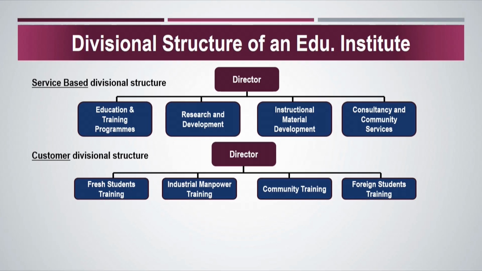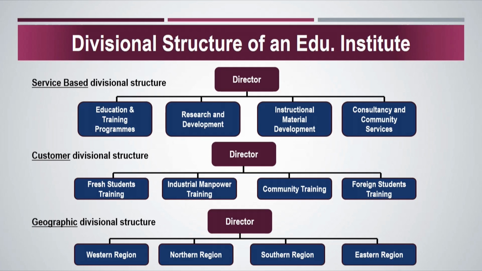Another structure is based on the customer, with the director at the top, one division dealing with fresh students training, another industrial manpower training, community training, and foreign students training, again 4 divisions under the director. The people working are having different sets of occupational competencies, but they are working in one system, one division, which is working for one cause, maybe fresh students, maybe industrial manpower, maybe community training, maybe foreign students. They are not all working in one group. They are all working in different divisions.